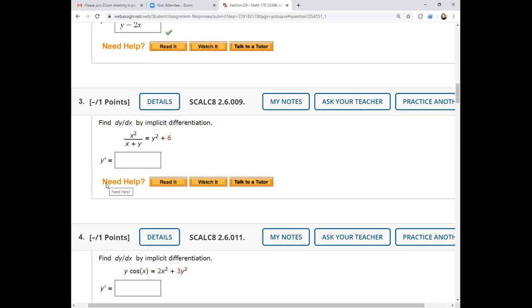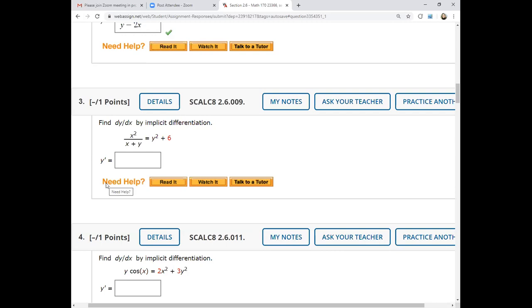All multiplied by negative x squared, over x plus y squared, and that's equal to 2y dy/dx. Now I can help myself a little bit if I multiply out some stuff. In this case, I'm going to leave the bottom in factor form.